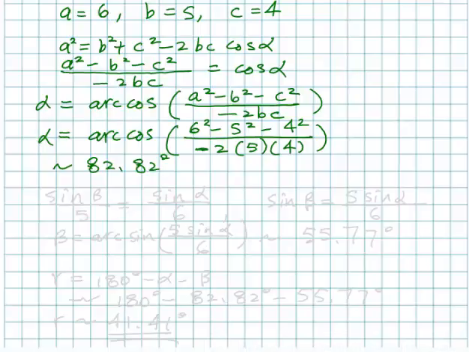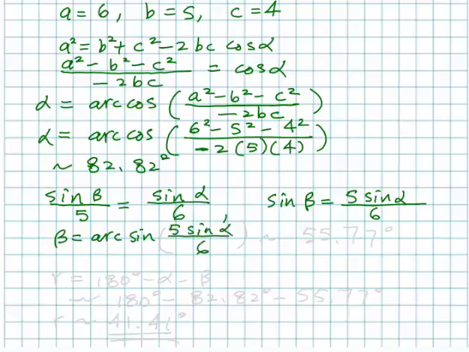We may use the law of cosines to find beta. However, it's more convenient to use the law of sines to find beta. We just need to keep in mind that sine of an angle in the second quadrant is also positive. Sine of beta over b, which is 5, equals sine of alpha over 6, which is a. Multiply both sides by 5, we have sine of beta equals 5 sine of alpha over 6. Then beta equals arc sine of 5 times sine of alpha over 6.